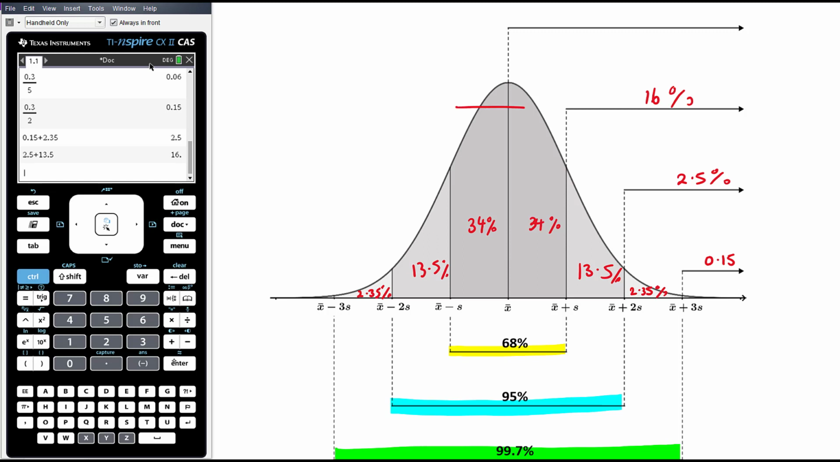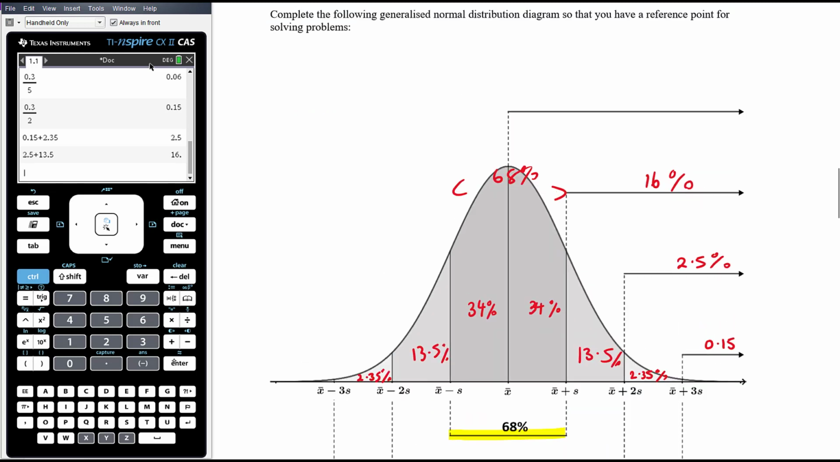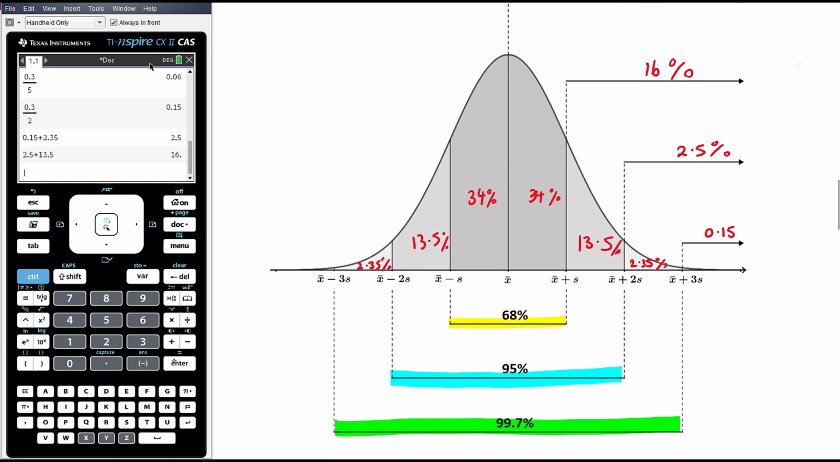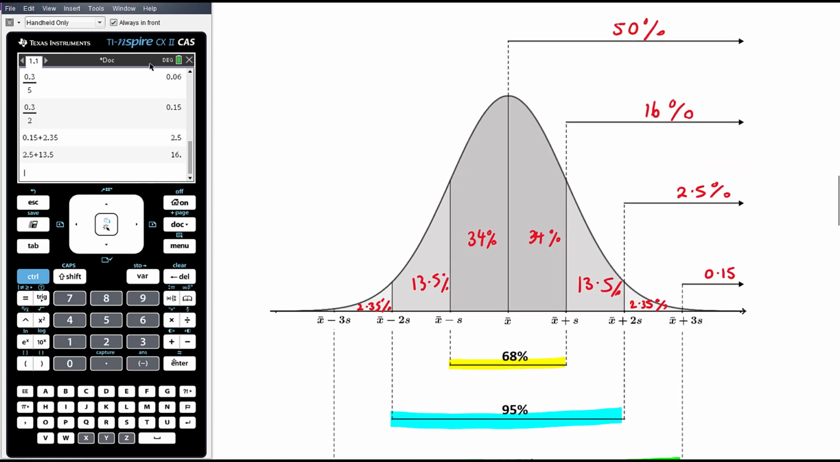So again, if there's 68% in here, then subtracting 68 from 100 is 32%, which leaves half of 32%, 16% for either side. Okay, so we've got 16% there, and then obviously from the mean and above, that is 50% in a normal distribution.